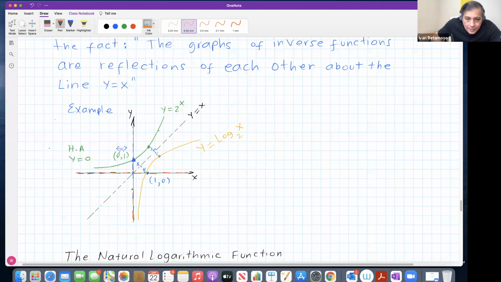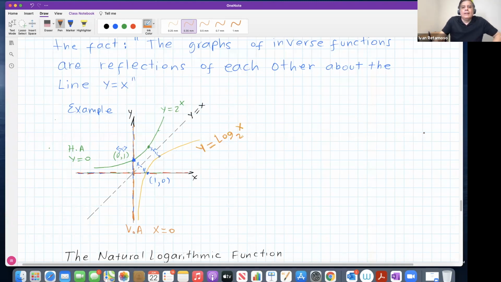This, which was the horizontal asymptote in the original graph, will be a vertical asymptote in the graph of log base 2 of x, and it's going to be x equals 0. Here y equals 0 is the horizontal asymptote, and here the vertical asymptote is x equals 0 for the function y equals log base 2 of x.